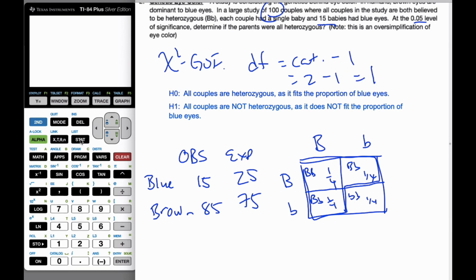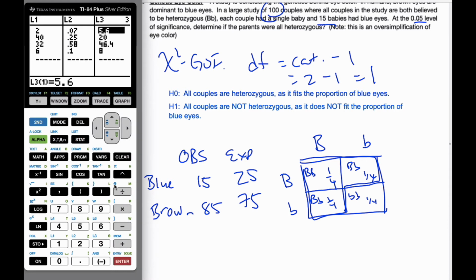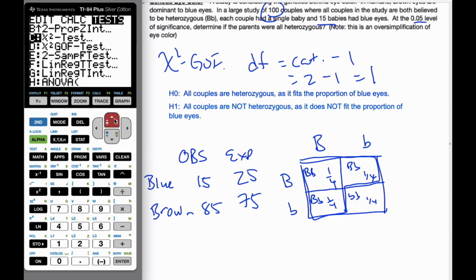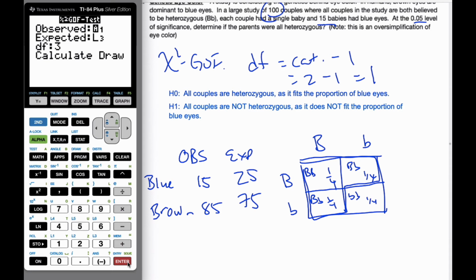And so let's go to my calculator. I'll put into my statistics. I know that this is going to be 15 and 85. And the expected is going to be 25 and 75. Enter. And so now if I go over to my stat, I'm going to do my goodness of fit test. I have it in L1 and I have it in L2, but my degrees of freedom now is 1, and I'm going to calculate it.